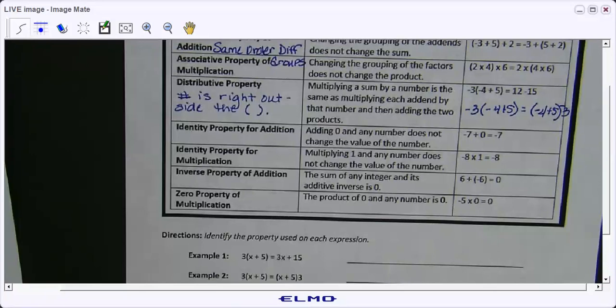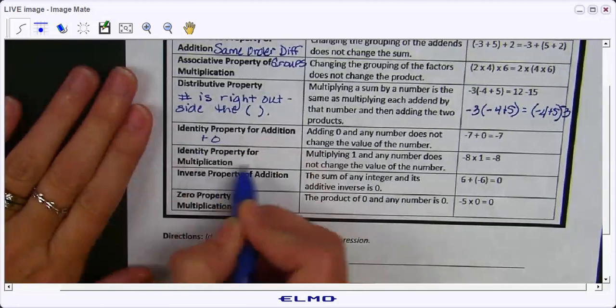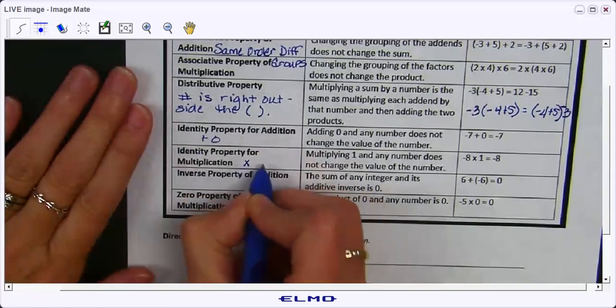So the identity property of addition is adding 0. The identity property of multiplication is multiplying by 1, because when you add 0 to any number, it keeps that same number as the answer. When you multiply any number by 1, it keeps that same number in here. So identity property of addition is adding 0. Identity property of multiplication is multiplying by 1.